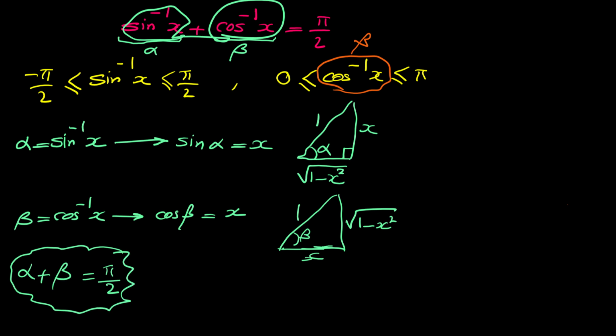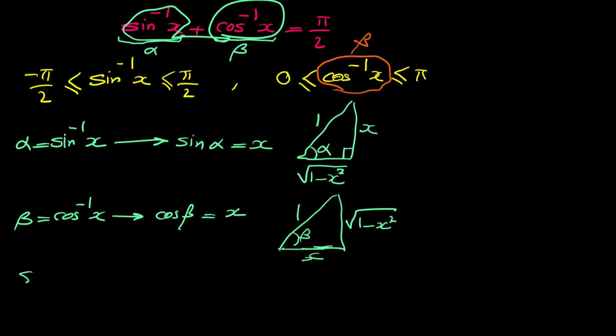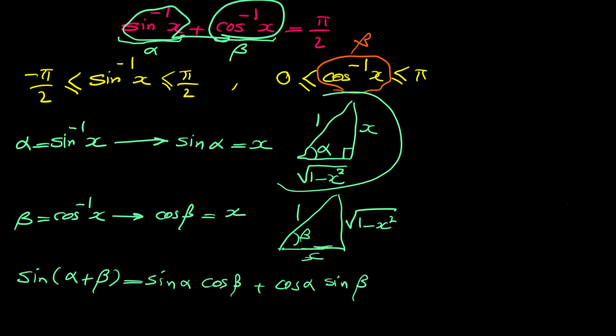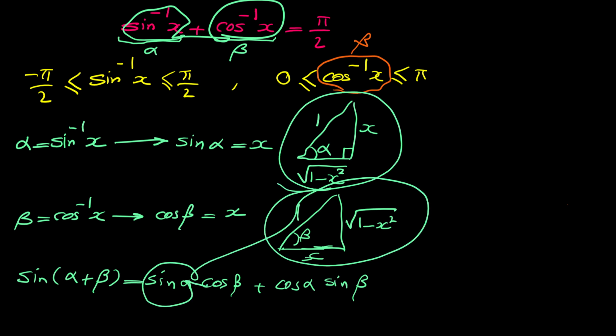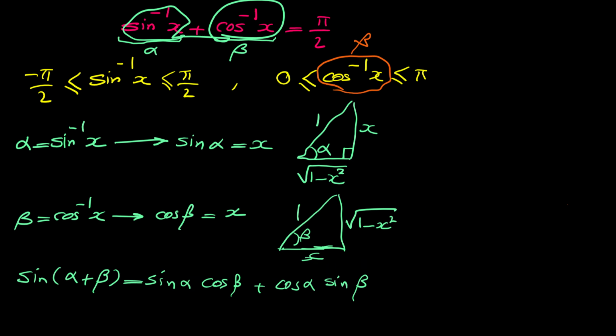To prove this relation, we use the sum formula for alpha plus beta. Let me remind you the formula for sine of alpha plus beta. From the sum formula for sine, we know that sine of alpha plus beta is always sine of alpha cosine beta plus cosine of alpha sine of beta. By using these two triangles, simply you can find sine of alpha, cosine of beta, cosine of alpha, and sine of beta.